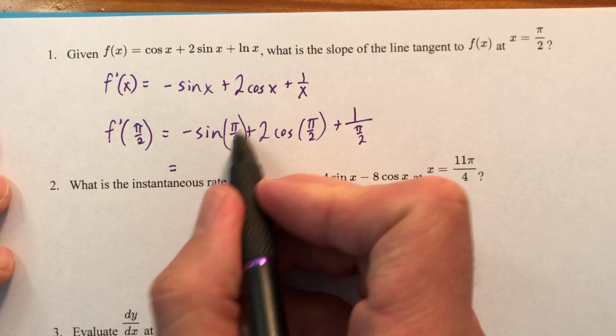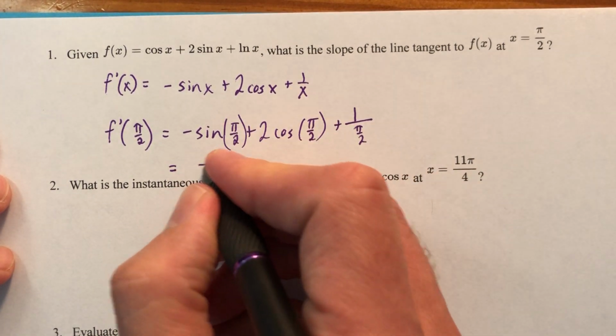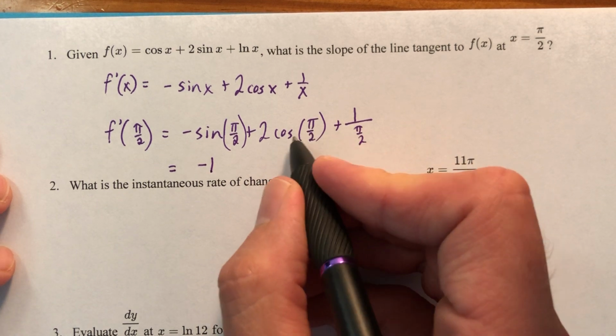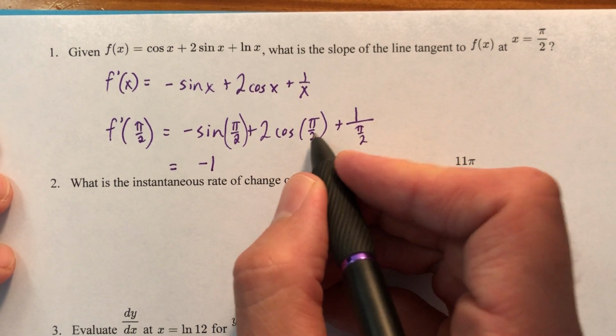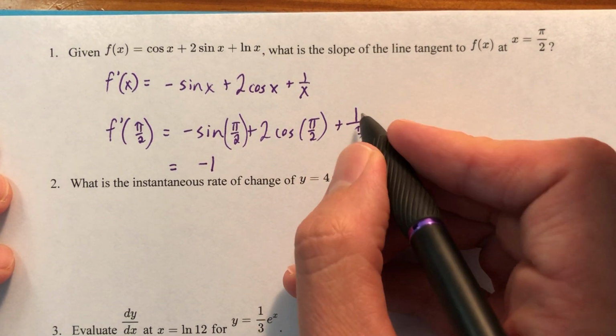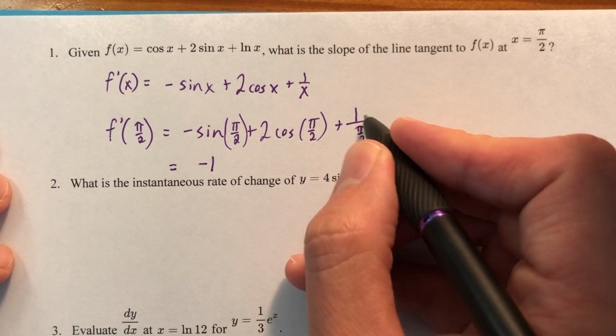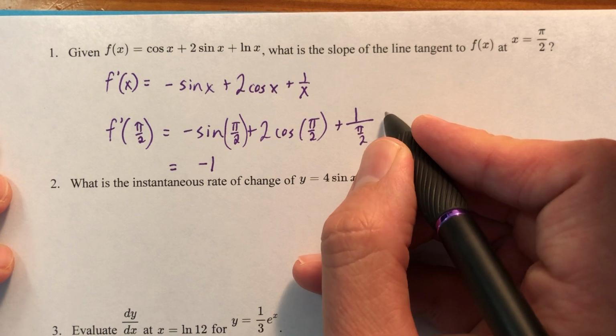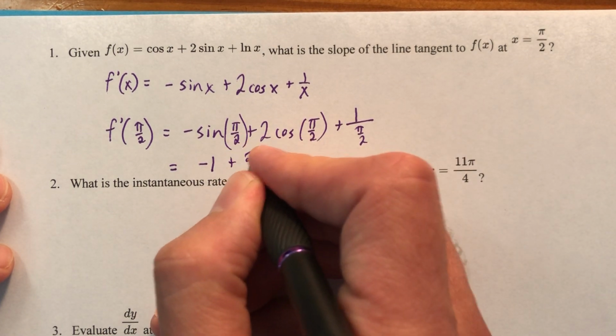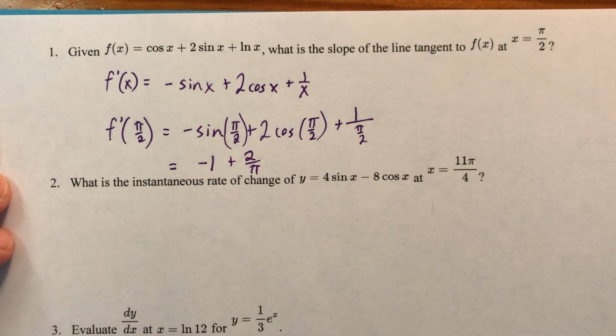Sine of pi over 2 is 1, so that makes this term negative 1. This is 0. Cosine of pi over 2 is 0. And then this term is 1 over pi over 2. So this denominator reciprocates, and so we have 2 over pi. So plus 2 over pi. We can leave our answer like that.